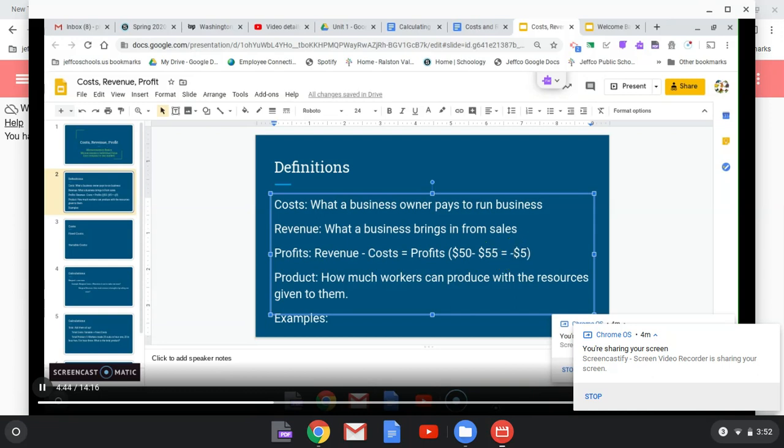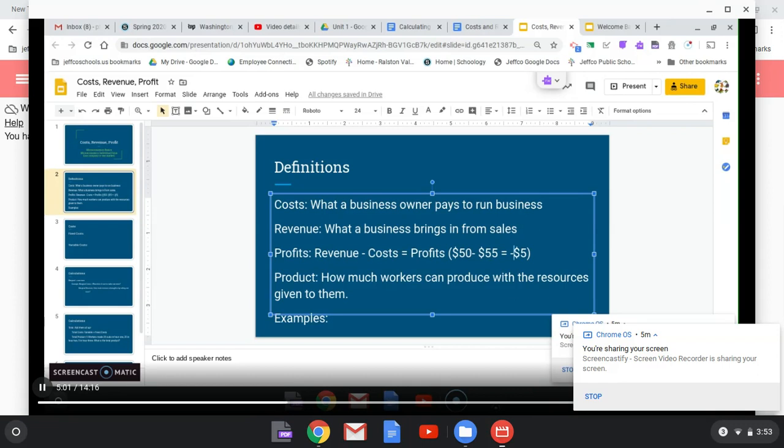We talked about deficits versus surpluses. A profit, if it's positive, would be a surplus. It's the extra money you bring in once you cover your costs. And a loss would be if your cost is higher than your revenue, as in you're spending more than what you're bringing in. All right, understand that's profits.